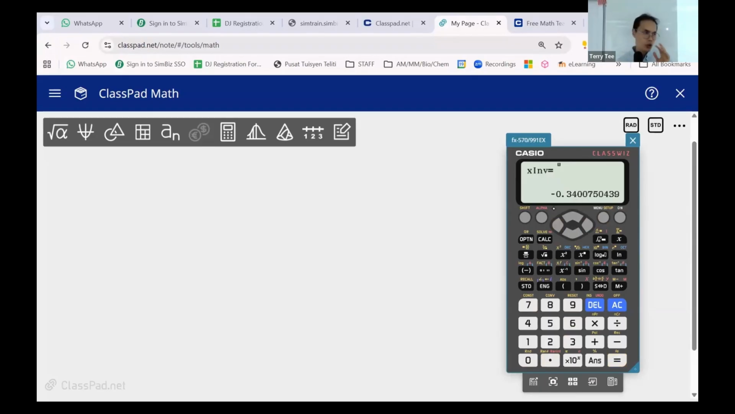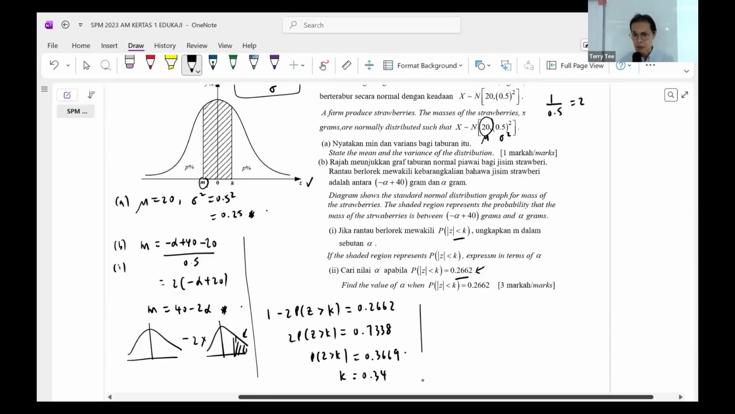Now, although you get negative, we drop it because your mathematical table is based on upper tail, your calculator is based on lower tail. That's why your calculator has a negative, right? So don't bother about negative, it's 0.34. That's what I've got from my mathematical table.